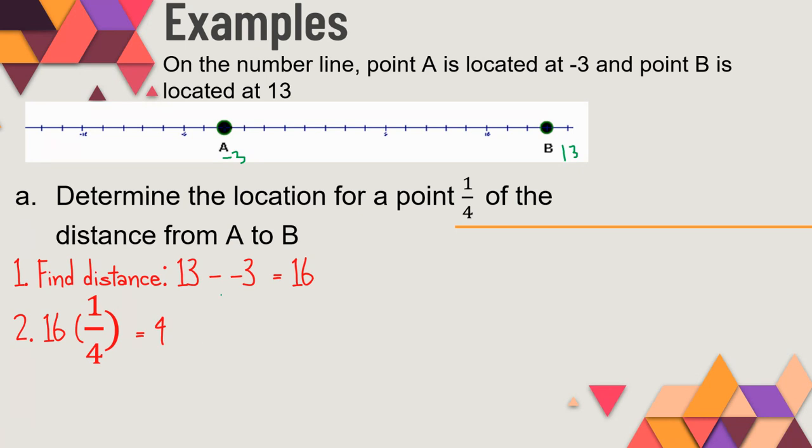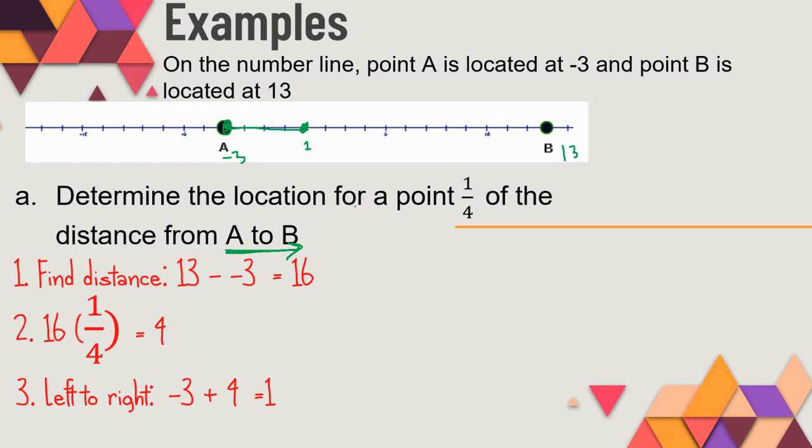It says from A to B. This is the major thing to focus on. From A to B. So it's going from left to right. So I'm going to take my left point and I'm going to go right 4 points. 1, 2, 3, 4. So that means I'm going to add. From left to right means to add. So we're going to take the -3 plus our 4. And right here at 1 is our location of 1/4 distance from A to B.